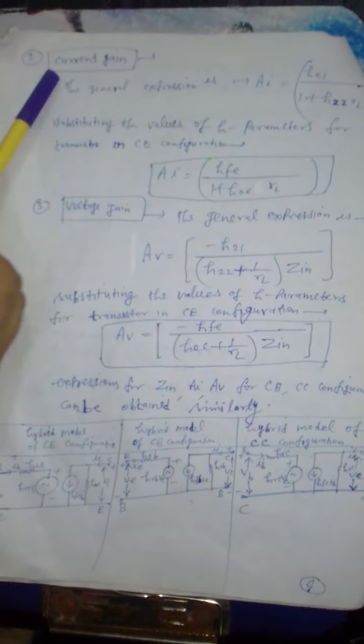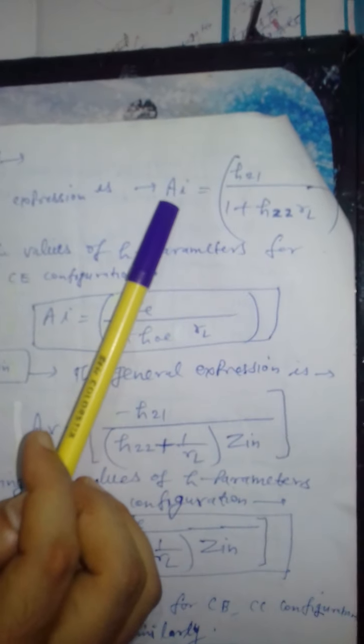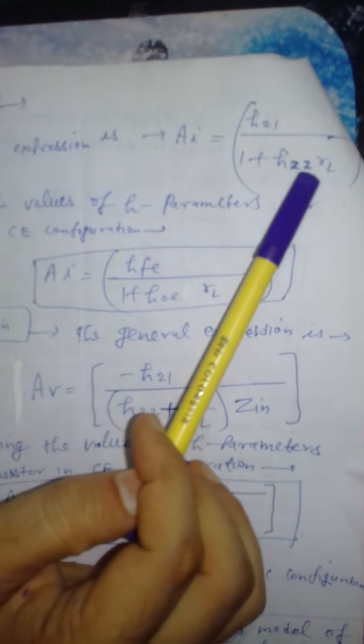RL is the load resistance. Second is current gain. The general expression of current gain is AI. It is represented by A suffix I. A is the gain, and suffix I shows the current gain. It is given by H21 divided by 1 plus H22 RL.